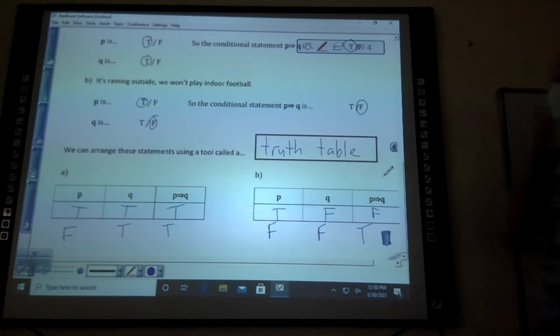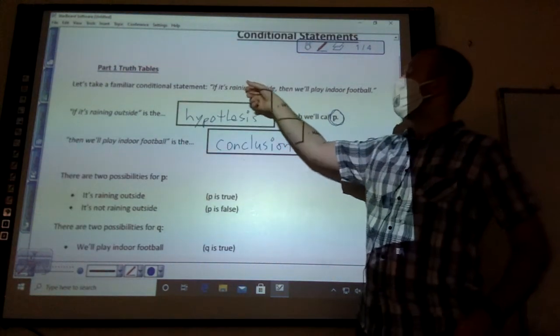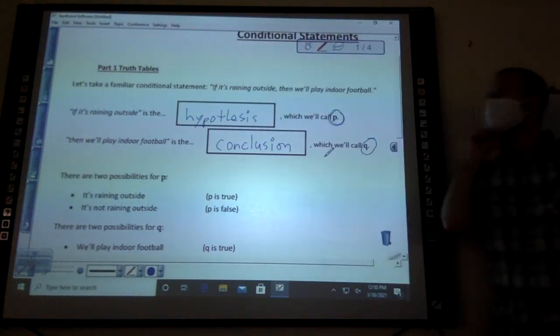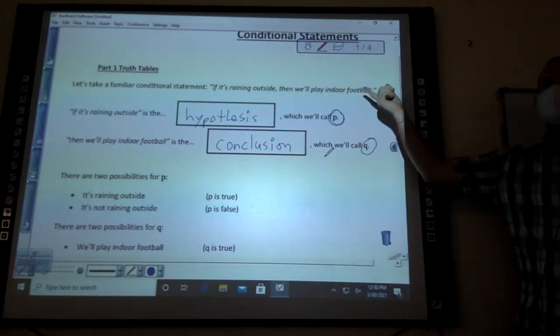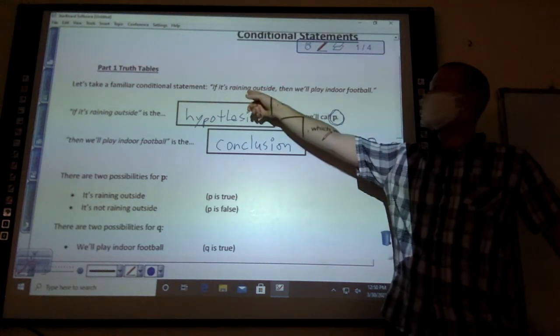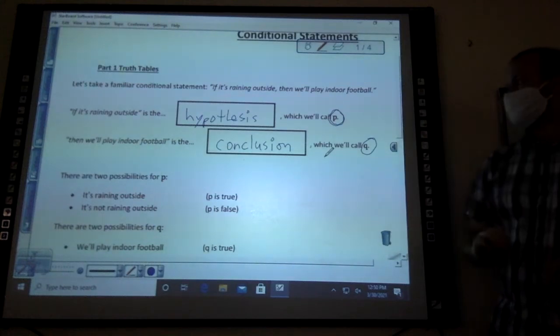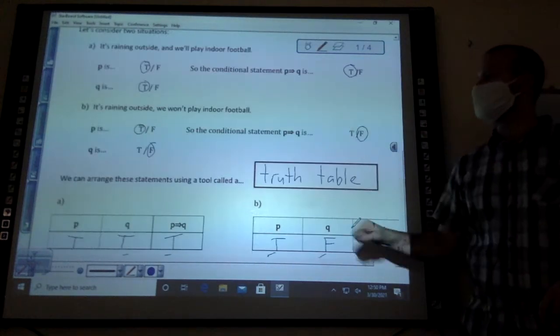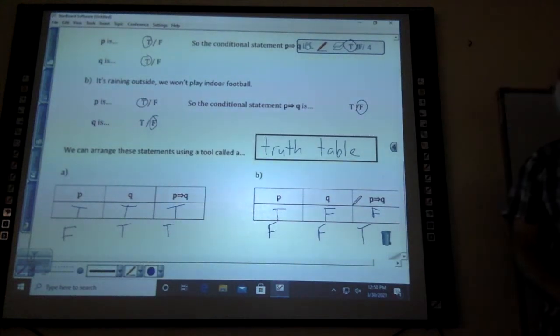Because if we look back at this statement and I say, if it's raining outside, then we'll play indoor football. What if it's sunny outside? Well, it doesn't tell us anything about this statement. This statement only applies when it's raining. So if it's sunny, I could be indoor, I might be outdoor, it doesn't matter. You can see how this section could be some people's favorite or it could be some people's downfall, because this is a lot more thinking than it is actually equations.